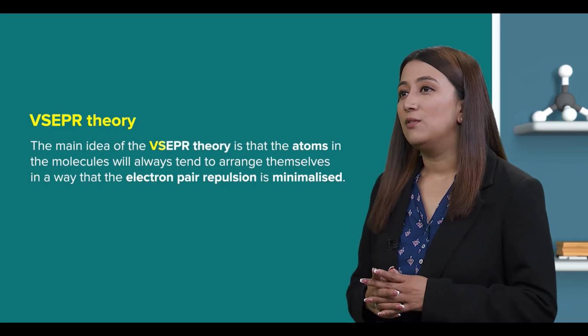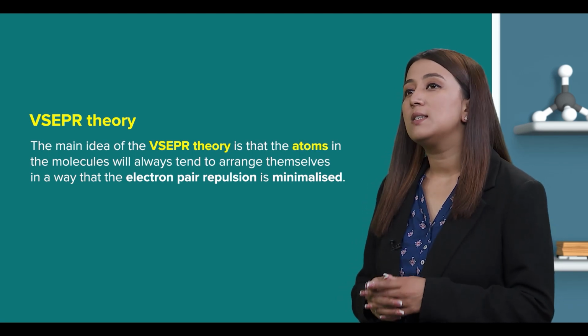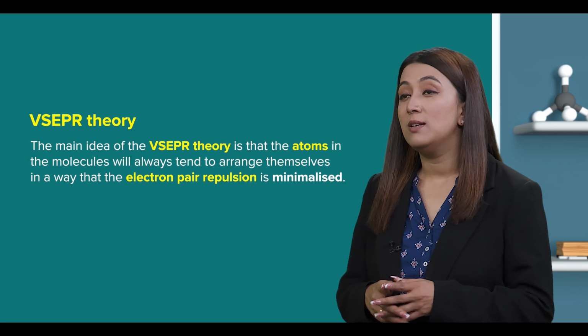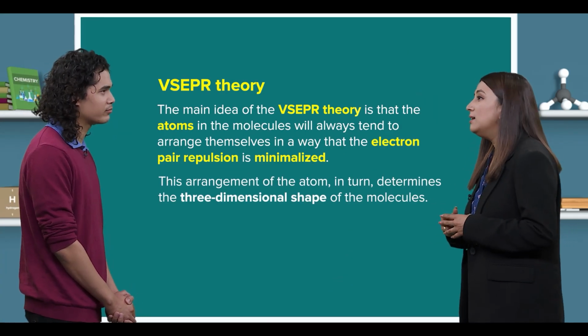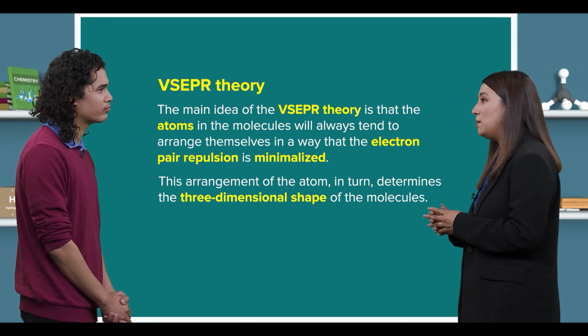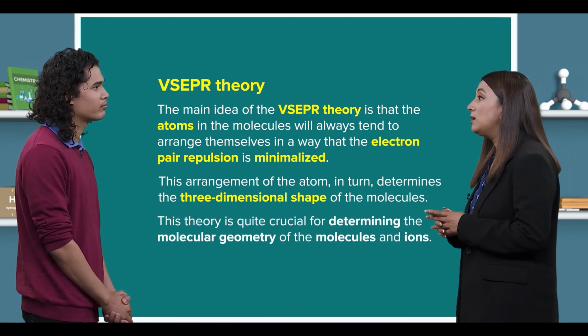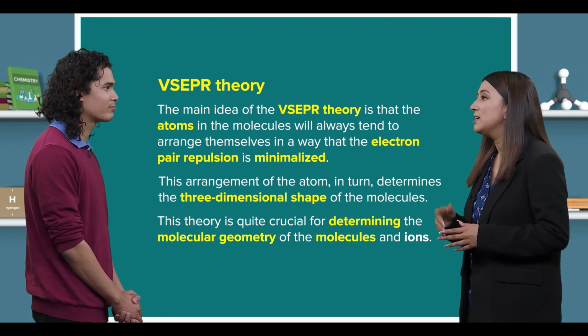The main idea of the VSEPR theory is that the atoms in the molecules will always tend to arrange themselves in a way that electron pair repulsion is minimized. This arrangement of the atoms, in turn, determines the three-dimensional shape of the molecules. Also, note that this theory is quite crucial while determining the molecular geometry of the molecules and ions.